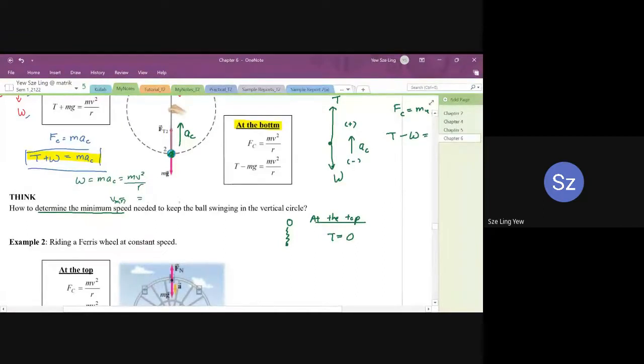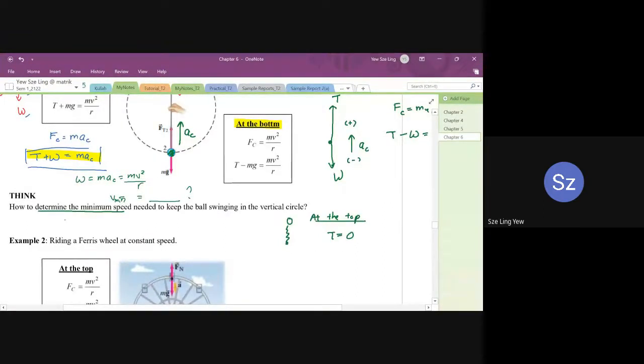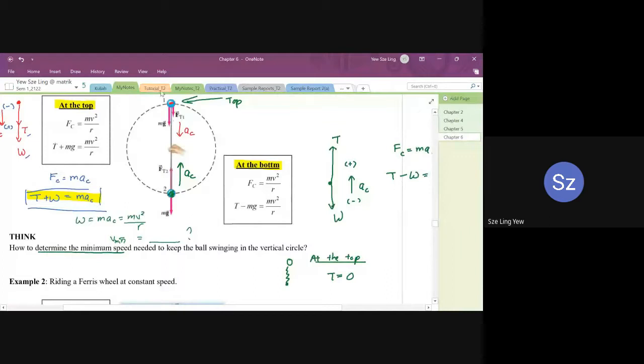Okay, v minimum equals square root of g r. So this is how you determine the minimum speed for the object to keep rotating in a vertical circular motion. If it doesn't have enough speed, then when it reaches the top of the circle, it will become loose. When it is not a straight string, when it drops, we assume tension equals 0. So if tension equals 0, W straight away equals m a_c. From there, you can then determine the minimum speed.